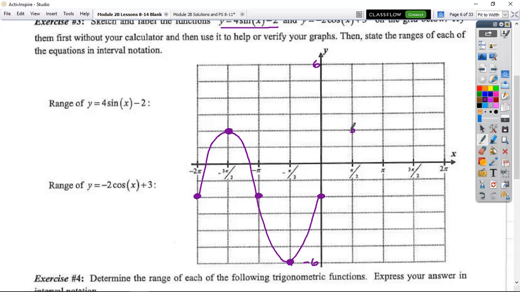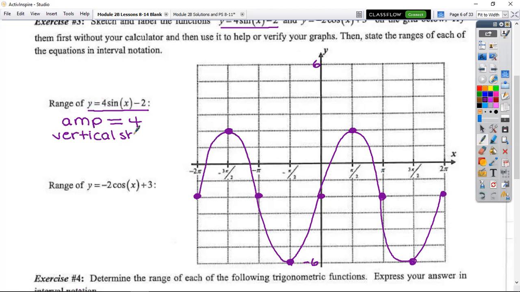I'm going to go up to 2. And then -2. And then -6. And 2. Okay, so here is my labeling. I'm going to state that my amplitude is equal to 4. And I am going to state that I had a vertical shift down 2 units. So vertical shift down 2.